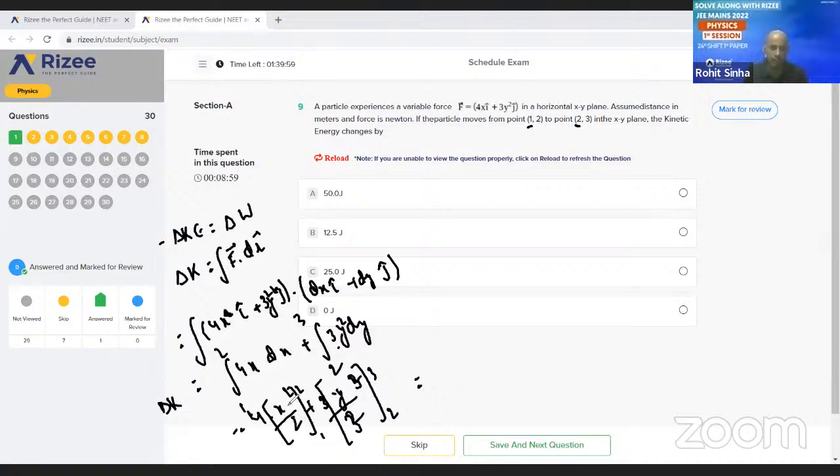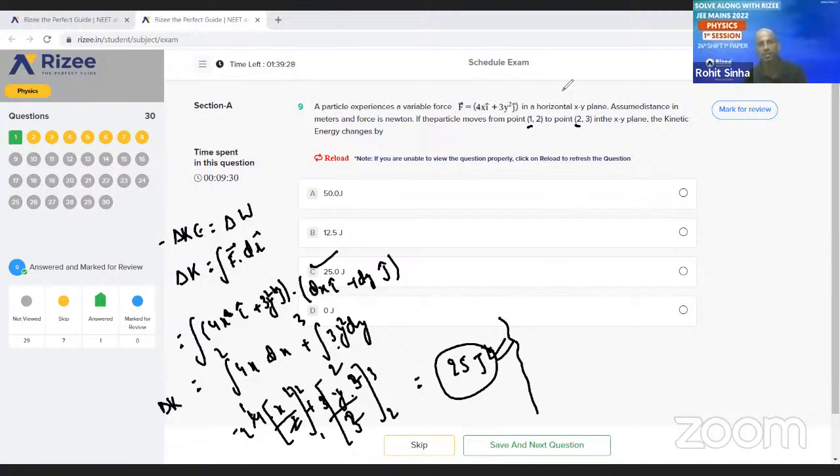See here, you will put 2 square, you get 4 from here, 3 you can cut from here, and here 3 cube is 27 minus 8. So we will add up and we will get the answer here. Got it? Any problem? It is just simple integration, and being a mathematics student you should know all this.